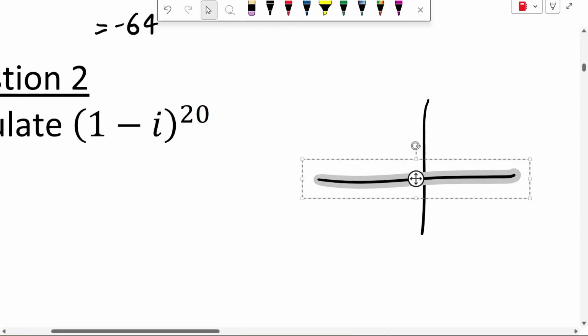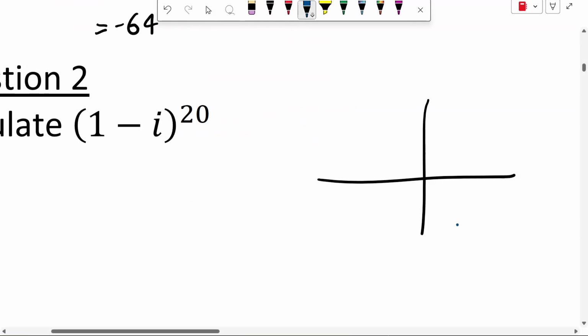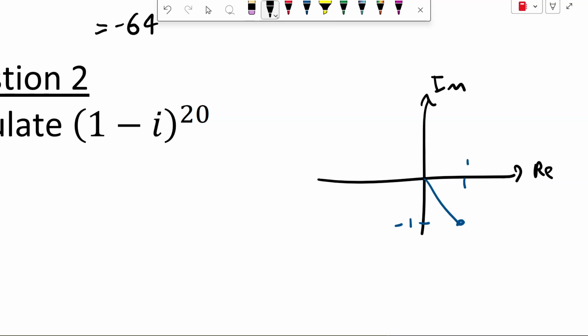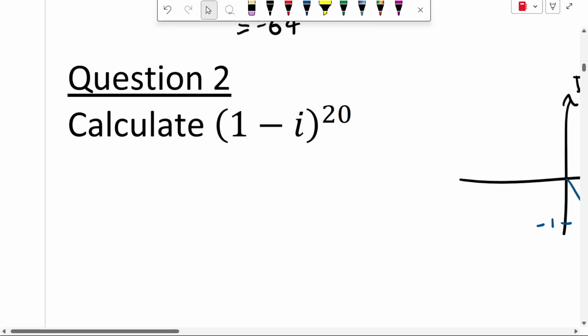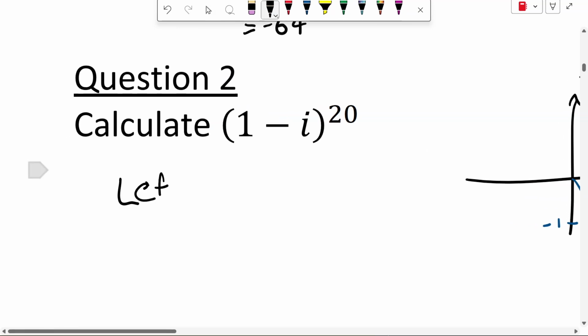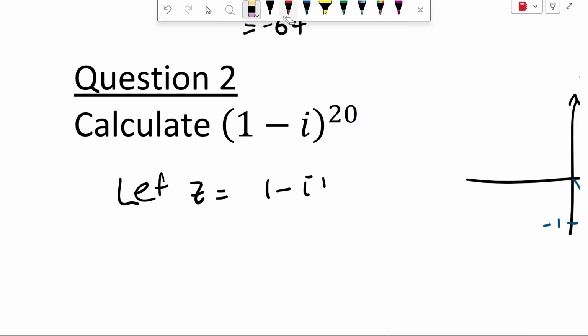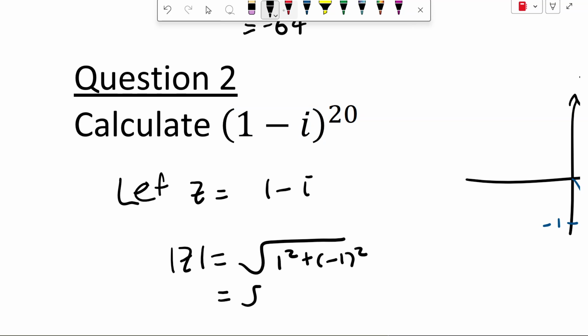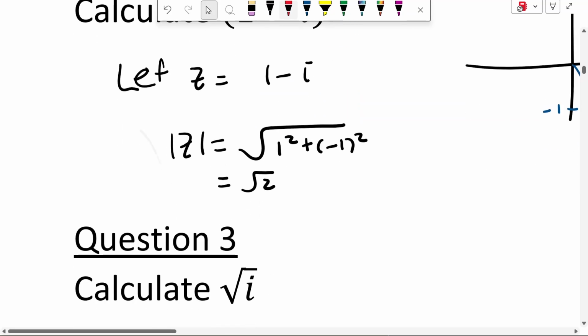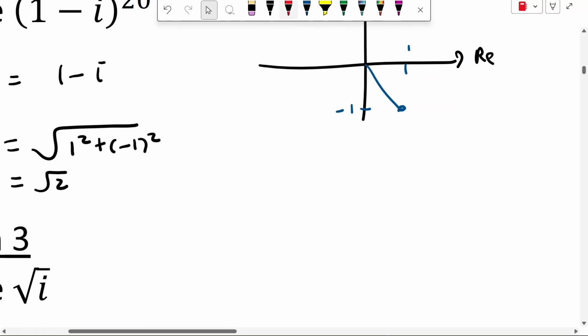So 1 take i lives down here on the lovely complex plane. There's 1 and there's -1 on the real and imaginary axis. All right, so we need to think about what the modulus of this is. So I might just say let z equal 1 take i. So mod z is going to be the square root of the real bit squared plus the imaginary bit squared, which is √2.